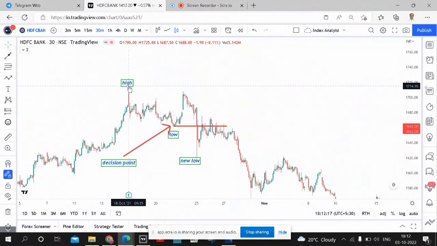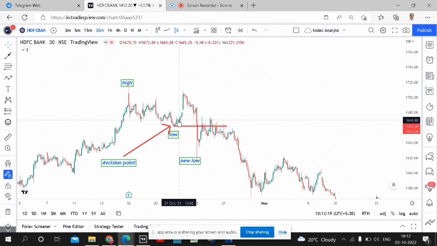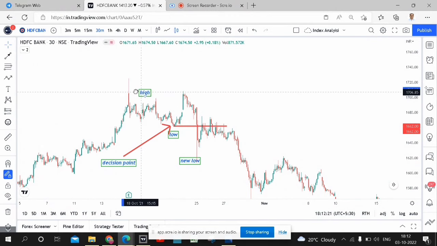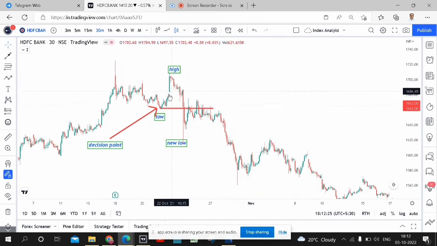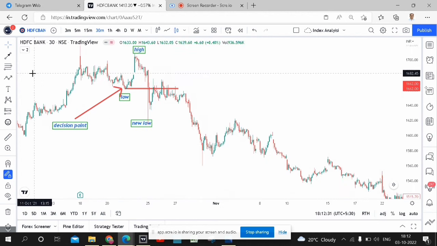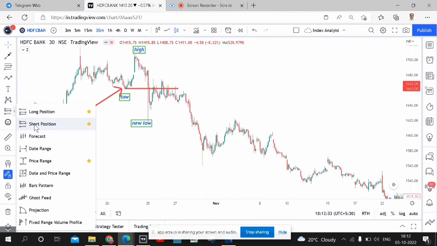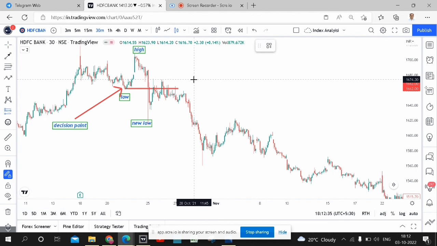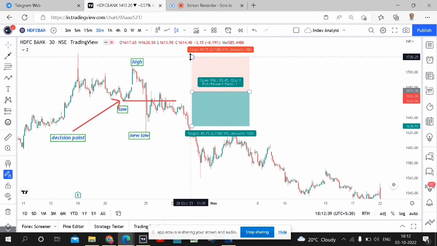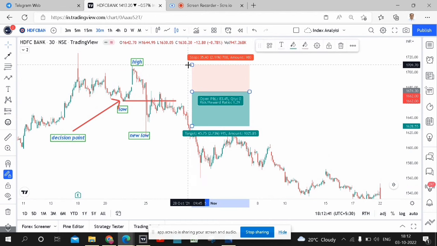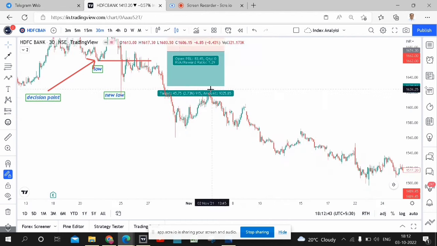This is the highest point, okay, and these two are equal. It can be a double top. So I consider this as a high point. This is your previous low point, which is the decision point. Market closes below. Wait for a pullback to happen. Initiate a trade. This is a short position. I initiated short here. So this is my stop loss.